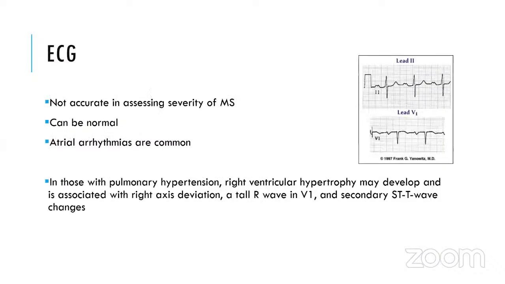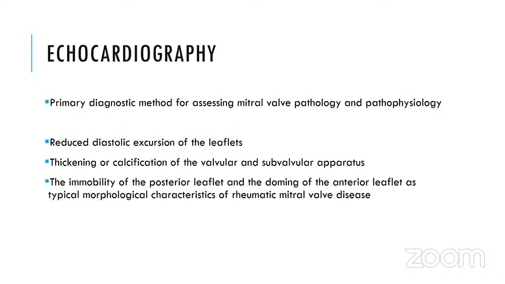ECG is not an accurate method of assessing mitral stenosis. However, if there is left atrial enlargement, you may find a biphasic P wave in lead 2 and V1. In patients with pulmonary hypertension, right ventricular hypertrophy may develop and will be associated with right axis deviation, tall R wave in V1, and secondary ST-T wave changes. However, it's not a very reliable method.